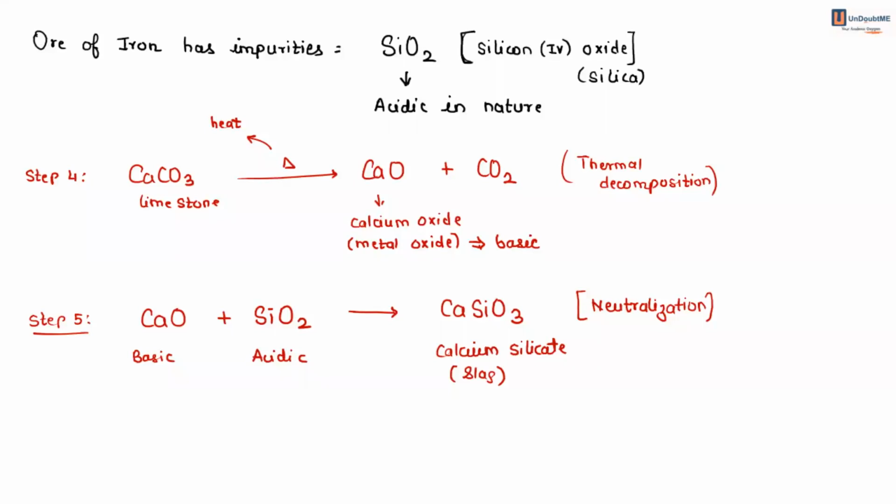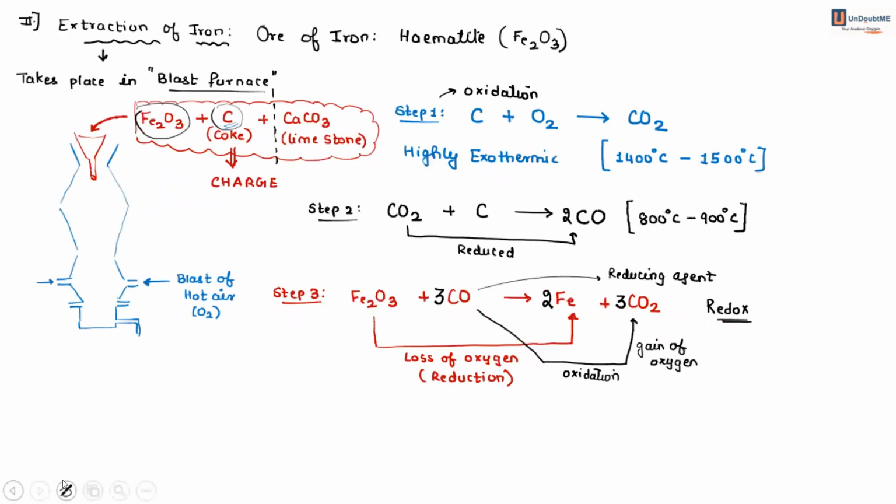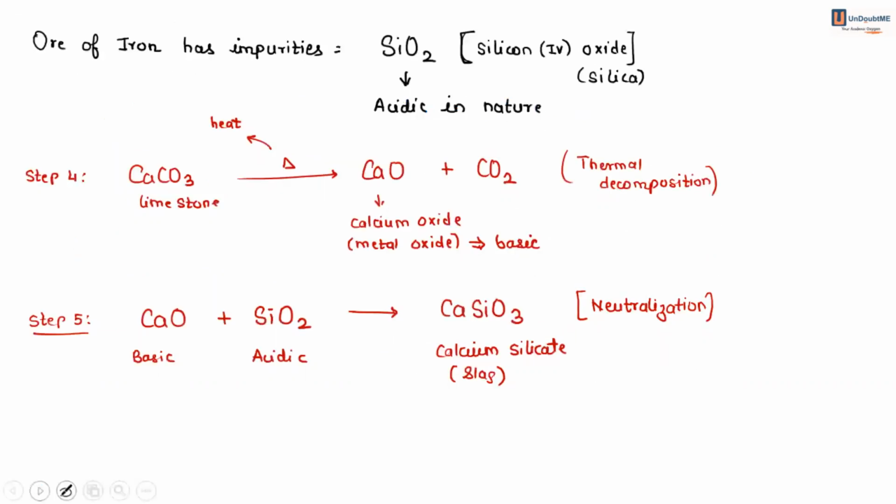Now, once the iron is obtained from the blast furnace, let's say I have received the iron over here, which is my molten iron. Still, this iron is not that pure. It will still have some impurities. So the iron obtained from the blast furnace is called pig iron.